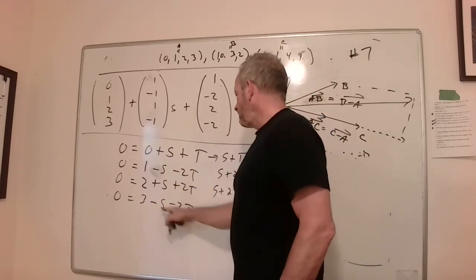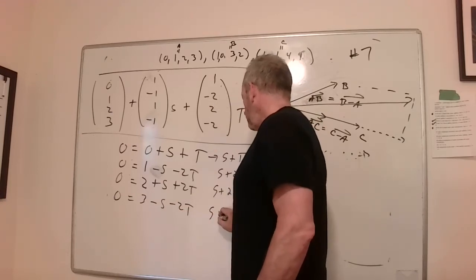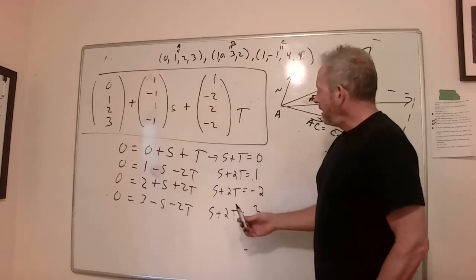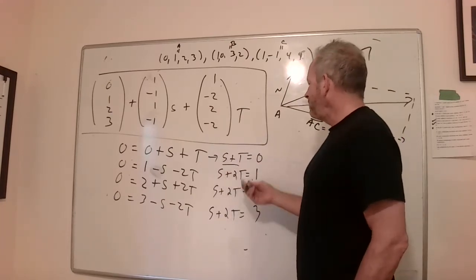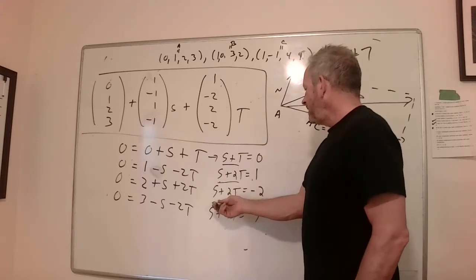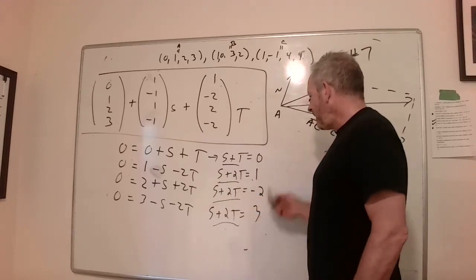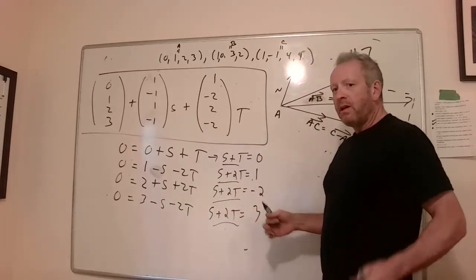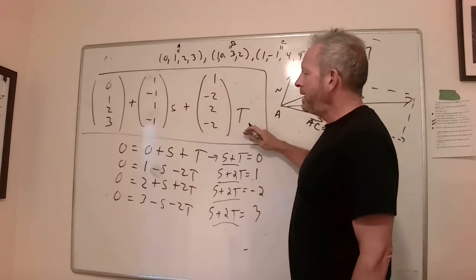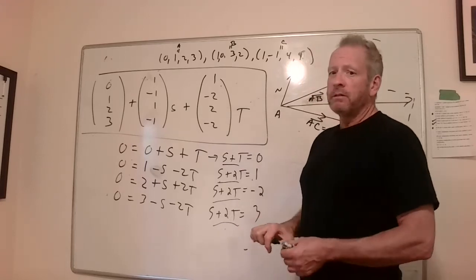Look at that. But just for completeness here, S plus 2T equals 3. Well, S plus 2T cannot equal 1 and negative 2 and negative 3 all at the same time. So that cannot happen. And that means that this plane does not contain the origin.